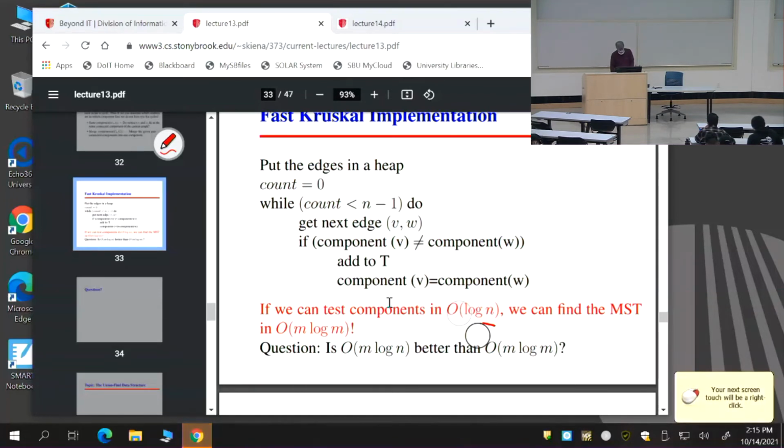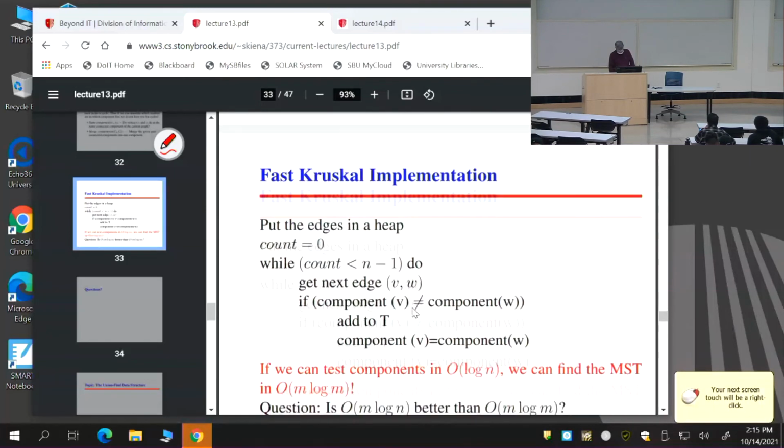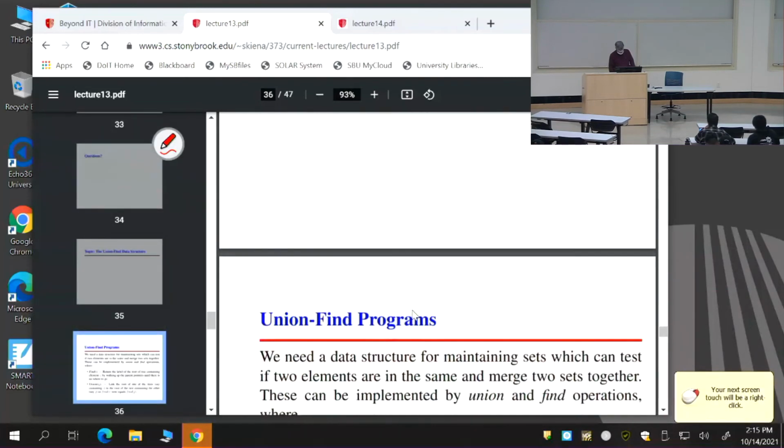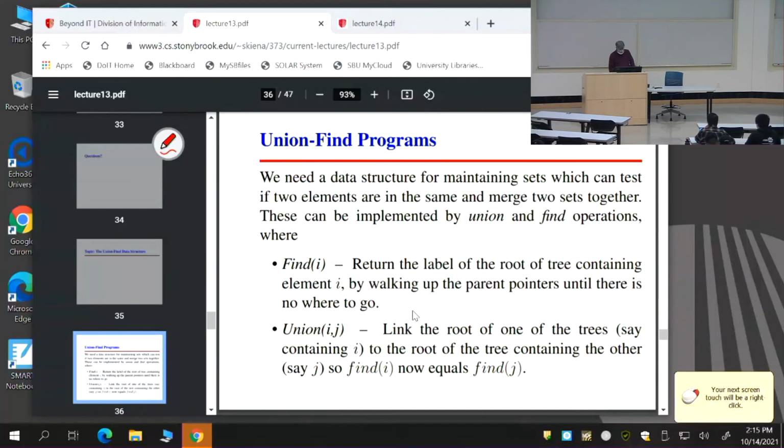What is the data structure that we're going to use? The union find data structure.